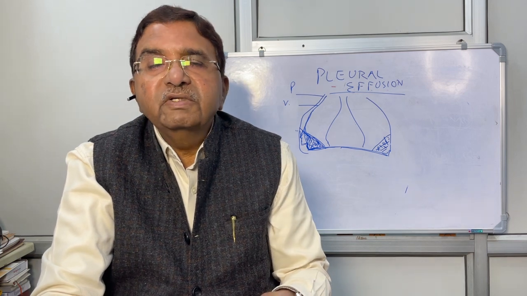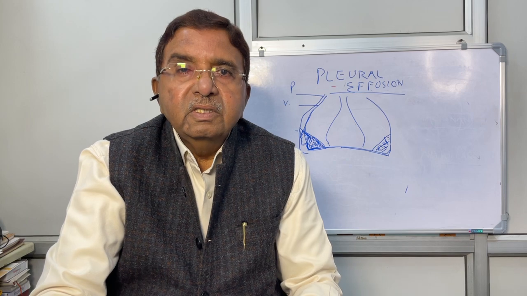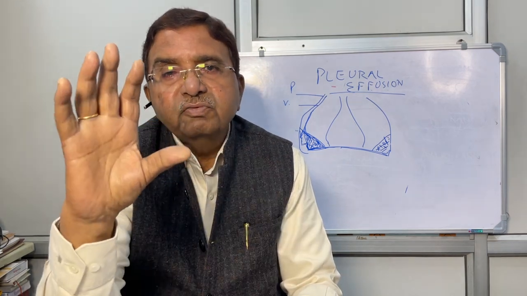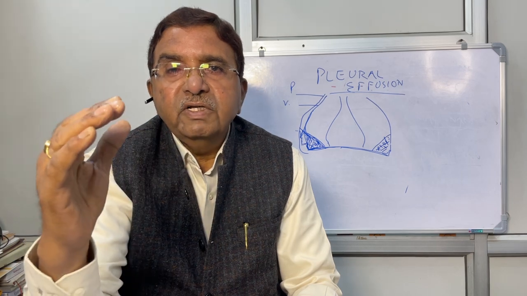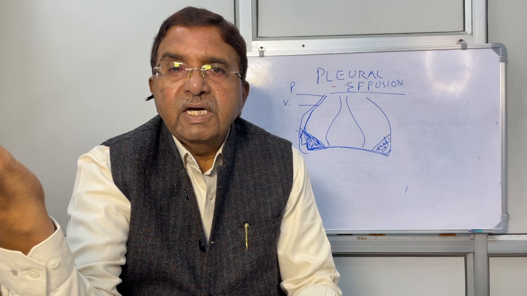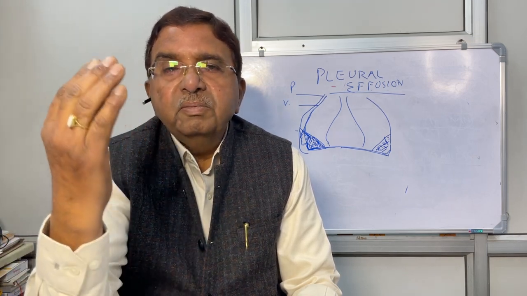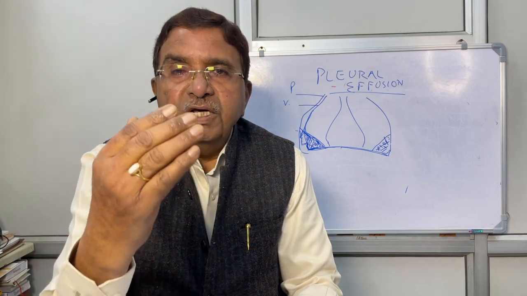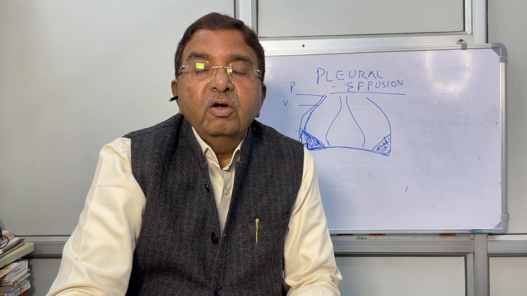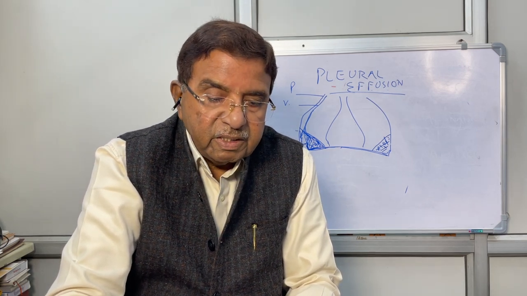Then on percussion of the chest there will be a stony dull percussion note, and on auscultation the breath sounds will be absent on the side of the lesion, that means air entry is not there, whereas the opposite, normal side will show normal breath sounds. There may be association of wheeze, that is rhonchi, crepitations, pleural rub, according to the stage of the disease with which the patient presented to us.